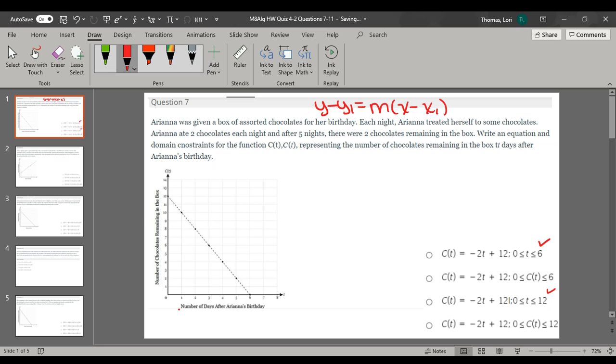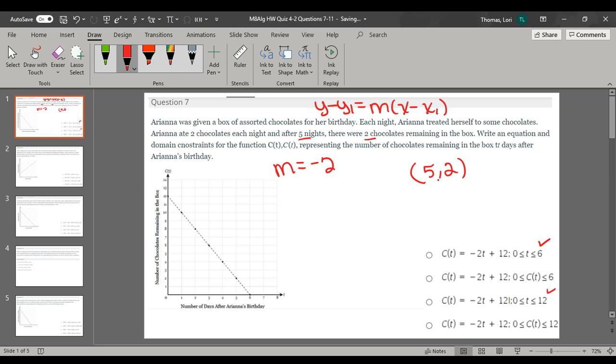Now let's look to see on our x-axis is our days after the birthday. And on the y-axis, we have the total amount of chocolates in the box, not how many she's eaten, but how many is in the box. So on day 0, she has a total of 12. You can kind of go ahead and see what your answer may be, but let's go ahead and use point slope. We know that our slope is going to be -2, because each night she eats 2 chocolates, so 2 chocolates out of the box. And then we have an ordered pair. At 5 nights, there are 2 chocolates left. So nights is our x, because that is our number of days, and the remaining chocolates in the box is our y. So this is going to be (5, 2).